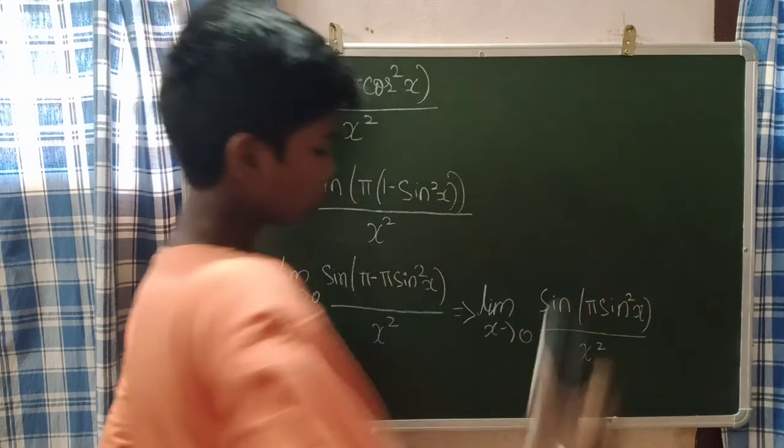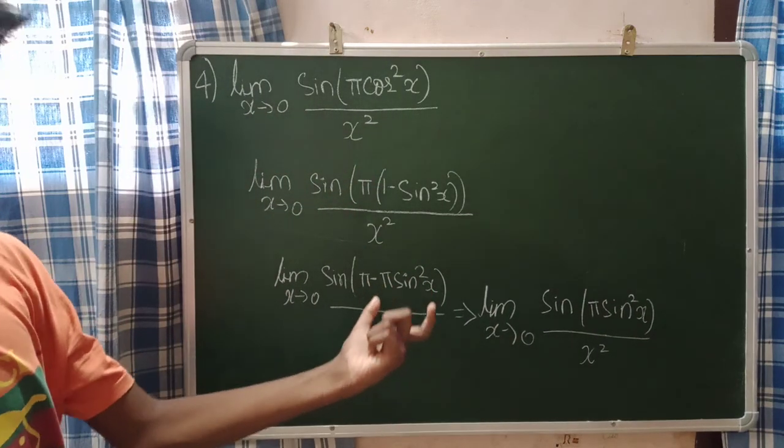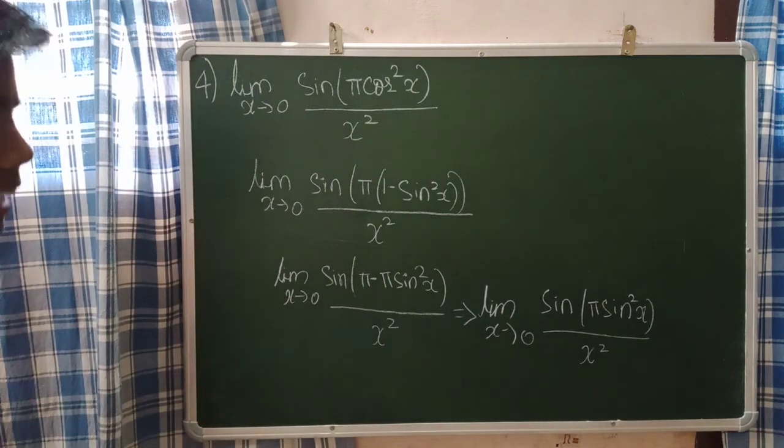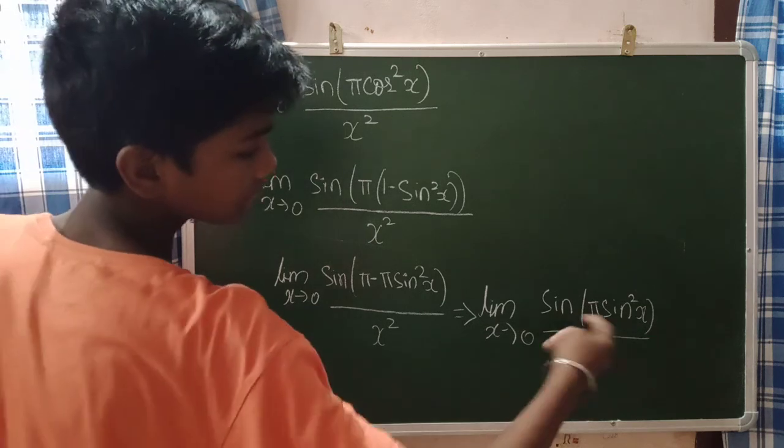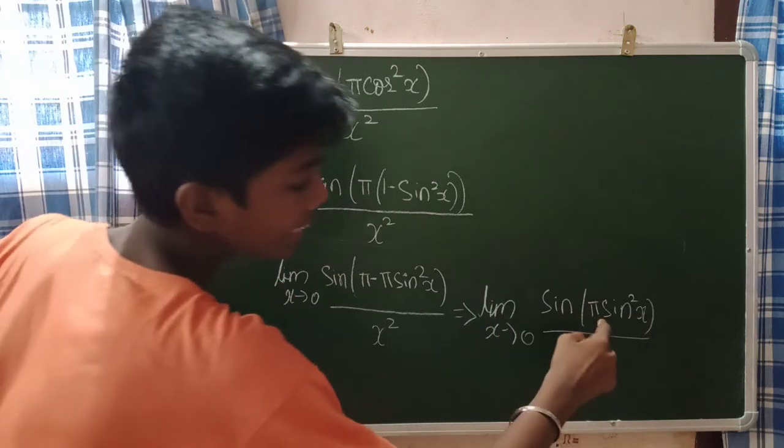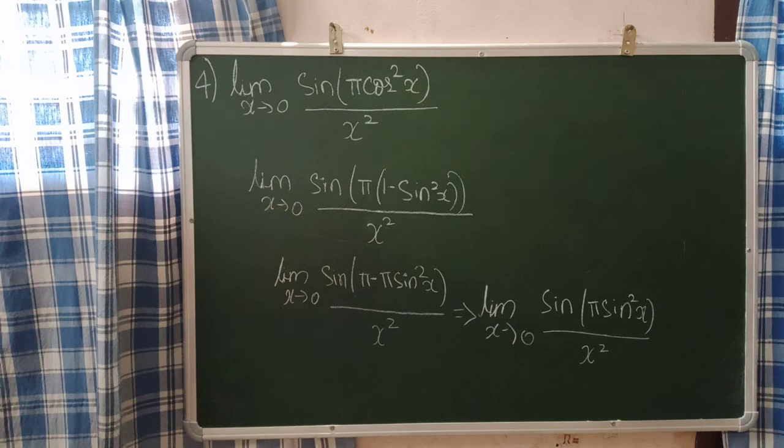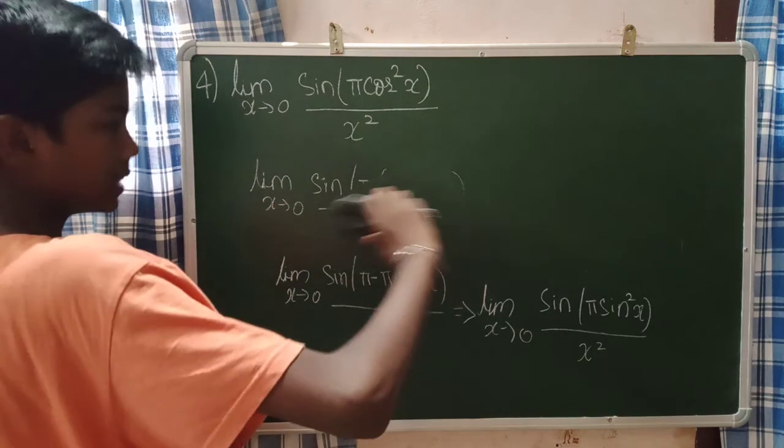So basically I took this particular term as theta. So sine of pi minus theta is sine theta. What is sine theta? Sine of pi sine square x, because I took theta as pi sine square x. That's all. Very simple.